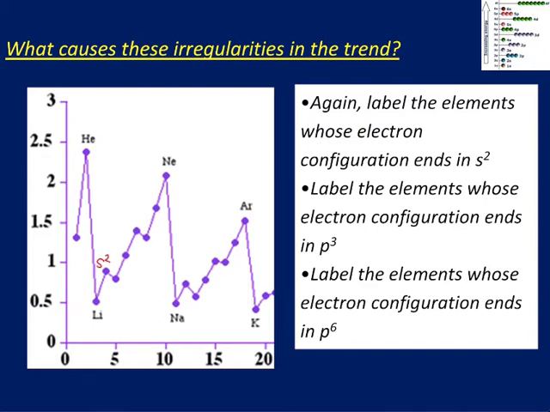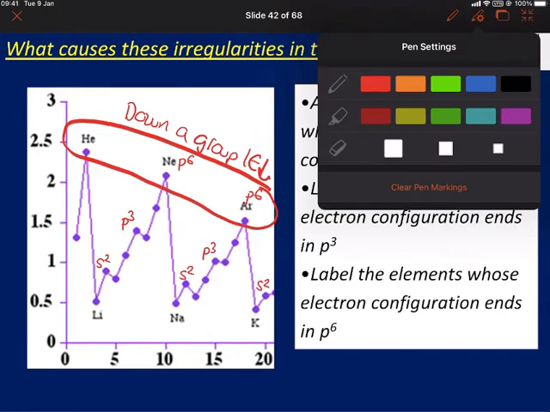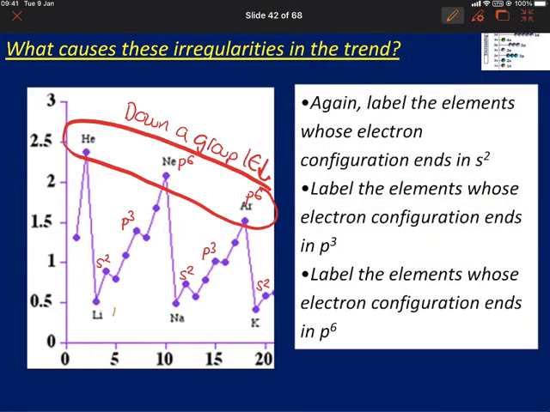So the first blip down here are our s2 elements. This second blip here are our p3, and the peaks, or the top of the line, are all p6. Just to remind ourselves, going from helium to argon is going down a group, and ionization energy decreases down a group because your atomic radius increases, because there's an increase in energy levels and an increase in screening. And going from lithium all the way up to neon is going across a period.